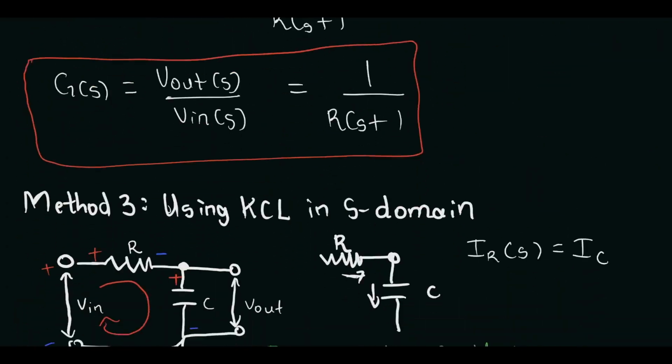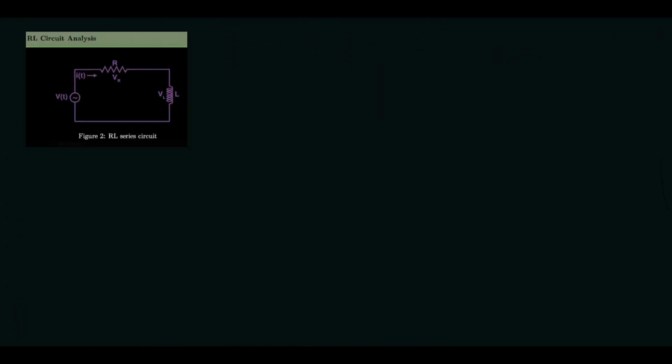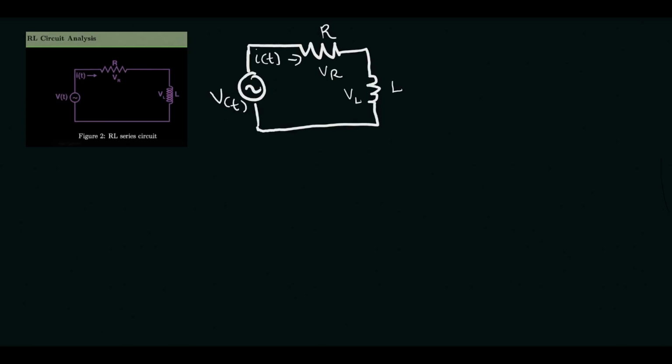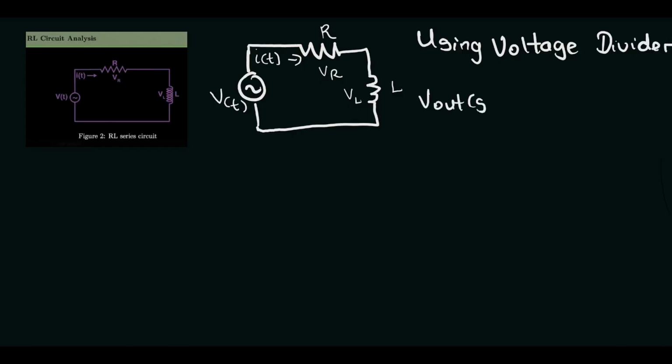So we have an RL circuit. Let me draw it out so that we can see it clearly. Using the voltage divider rule, your voltage divider V out is equals to V in multiplied by your Z out over Z total.